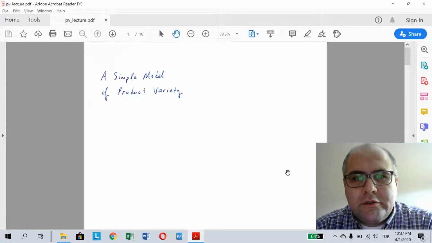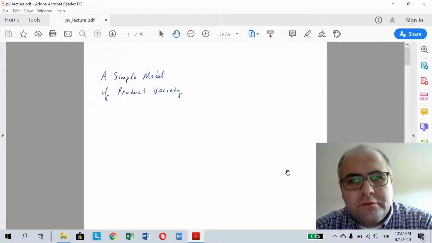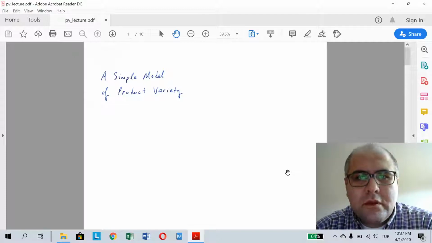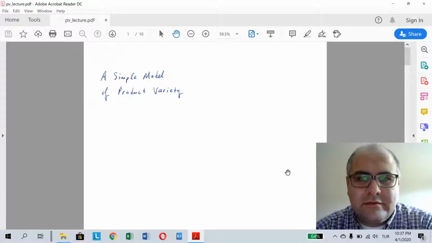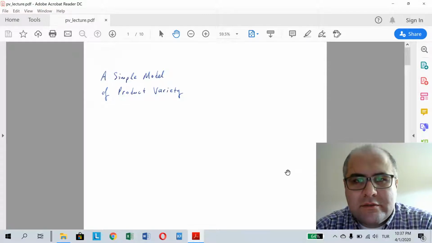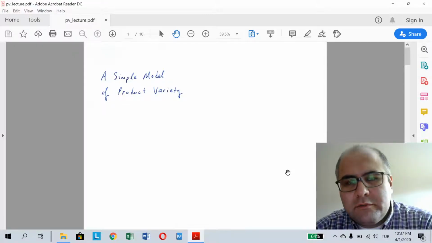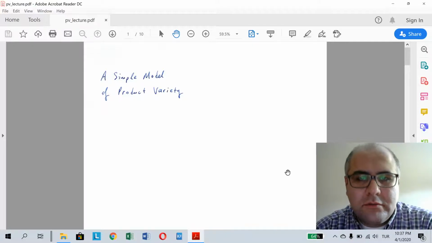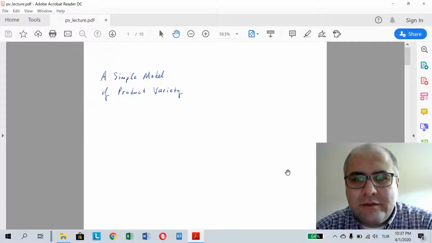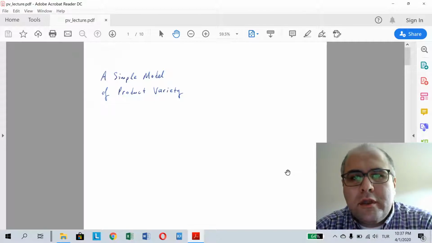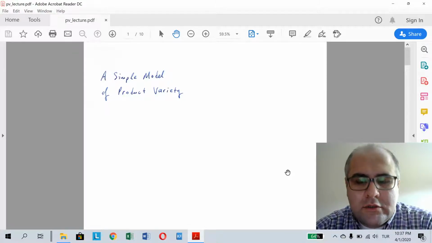In today's lecture, we are going to work on a very simple model of product variety. This model is based on Paul Romer's 1990 model, but it is a textbook version, so it will be much simpler than the model in the paper. I, of course, recommend you check back the original model in the paper as well. And of course, you should read the relevant chapter in the textbook. So let's start.